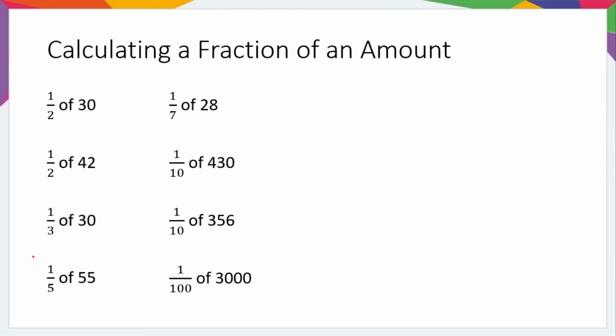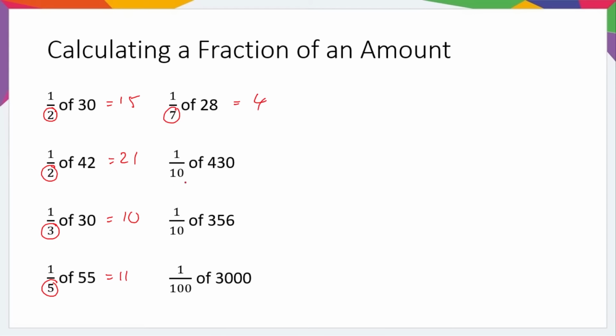Okay, so let's move on to fractions of amounts. Half of 30, well, that's nice and easy, that's 15. All we're doing is we are dividing by 2. Half of something is chopping it in 2, so half of 42, divide 42 by 2 is 21. 1/3 of 30, we need to divide 30 by 3. 30 divided by 3 is 10. 1/5 of 55, 55 divided by 5, 11. So all we're doing is dividing by the number on the bottom, so 1/7 of 28, 28 divided by 7, which is 4.